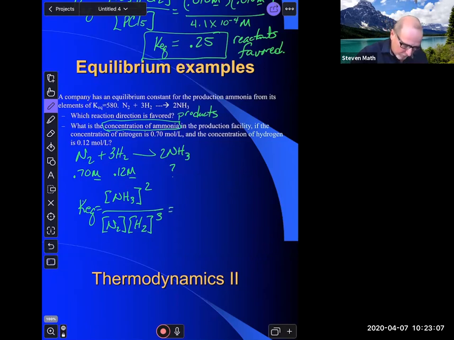So we know the KEQ is 580. That was given to us in the problem. It is equal to the concentration of NH3 squared over the N2, which was 0.70, times 0.12 cubed. You can plug this into NSolve, or you can cross multiply and take the root. It doesn't matter. What we find out is the concentration of NH3 is going to be 0.84 molar.